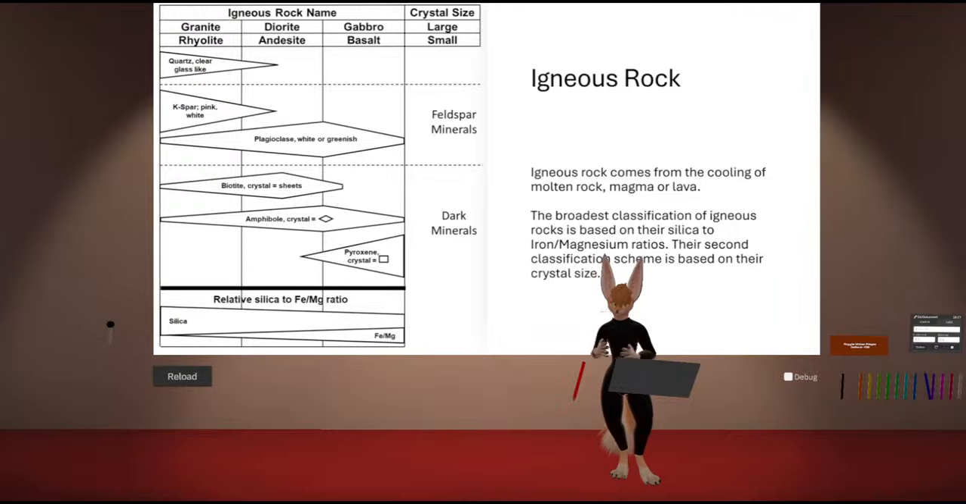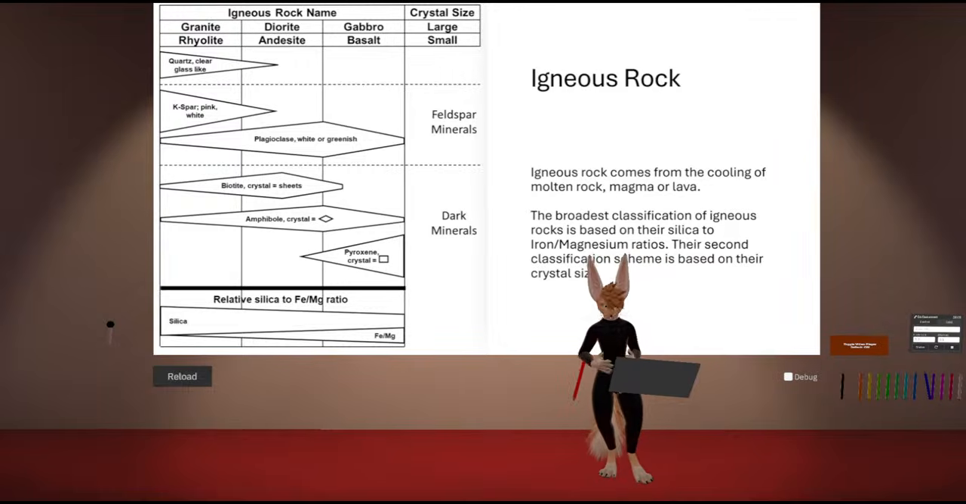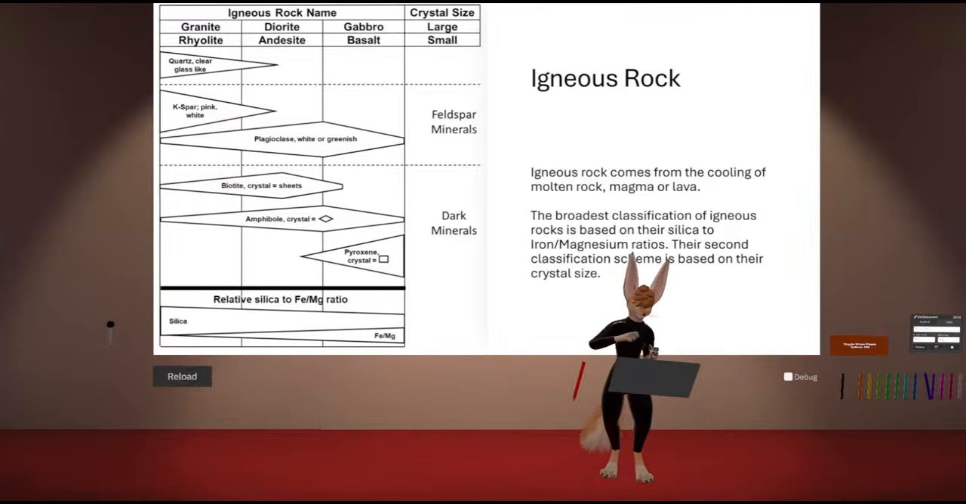Felsic rocks have a high silica and low iron magnesium content, such as rhyolite or granite. The magma in which these rocks come from is very stiff because of that high silica content. Intermediate rocks have an intermediate amount of silica and iron magnesium content, like andesite and diorite. Mafic rocks have a low silica but high iron magnesium content, like basalt and gabbro, and the magma is very flowy.